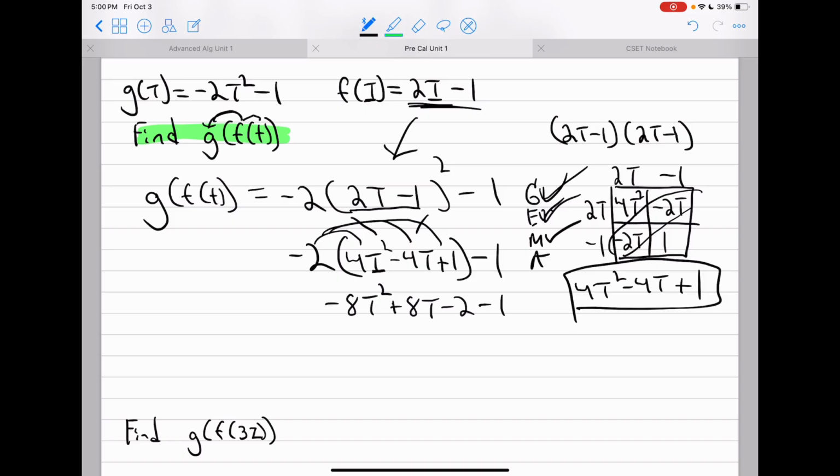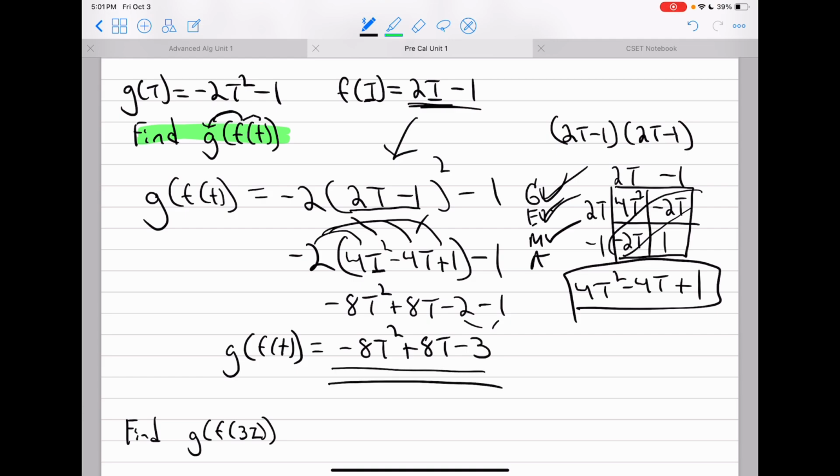Now, I see, okay, I have this, but I have these like terms that I can put together. So I end up with negative 8t squared plus 8t minus 3. Boom, boom, boom. That is g of f of t. That's what it equals.